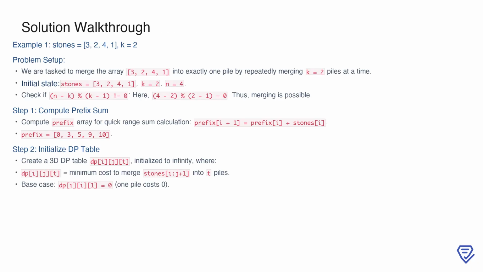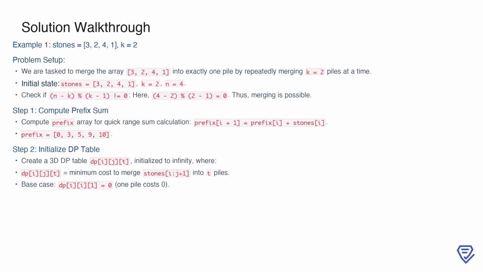In this example, we're given the array of stones 3, 2, 4, 1 and instructed to merge them into exactly one pile by merging k equals 2 piles at a time. With n equals 4, we first verify if merging is possible by checking the condition (n-1) % (k-1). Here, (4-1) % (2-1) equals 0, confirming that it is feasible.